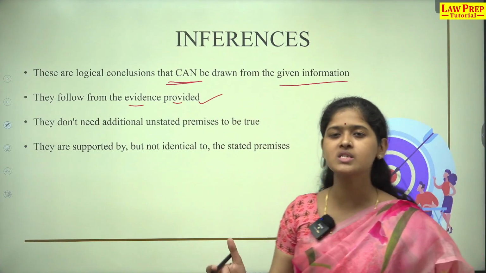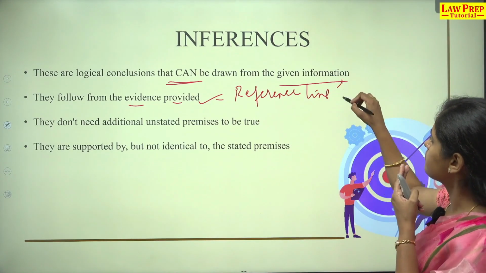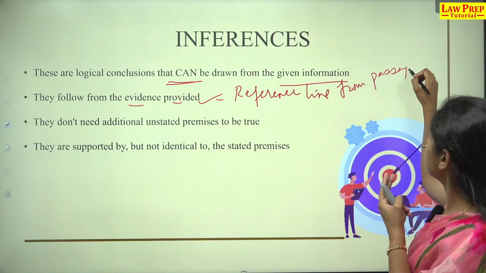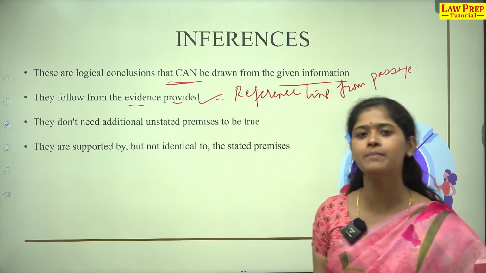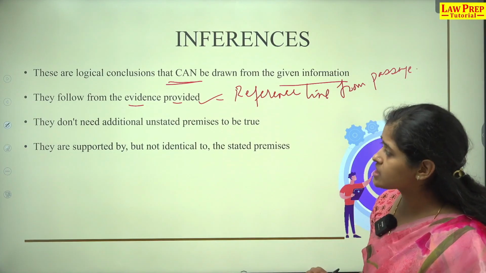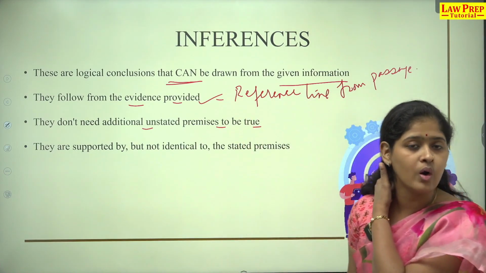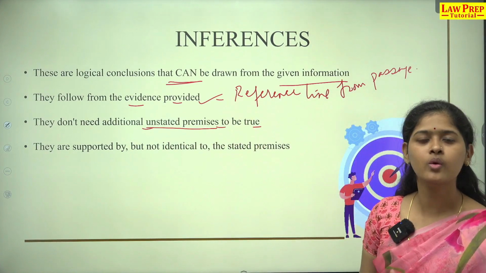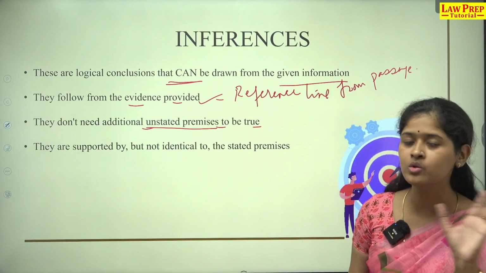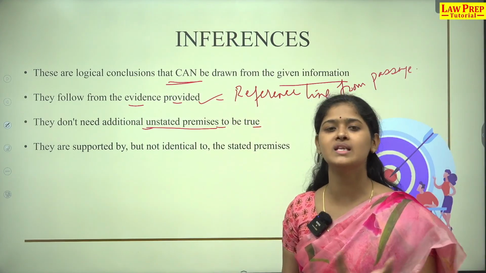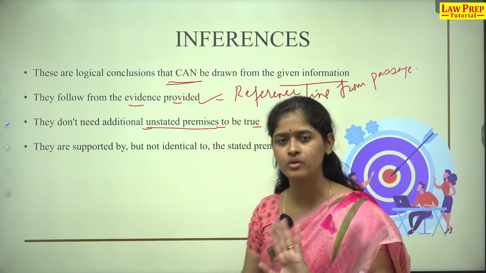When I say that to solve an inference question, what should you have? A reference line from the passage. Brother, you have a line from the passage that by reading this we understood this, only then will we say there is evidence from the passage. They don't need additional unstated premises to be true, right. You don't want the assumptions for inferences to be true, or you can say unstated premises, assumption, right. So you don't want to prove the assumptions correct for this. You simply need to read the passage, get your answers, and you can have your inferences. You do not want in that case to even know what the assumptions are, right. Those who are from pure English medium, whatever I am speaking in Hindi, I am repeating that in English as well. Do not get bothered by that, okay.